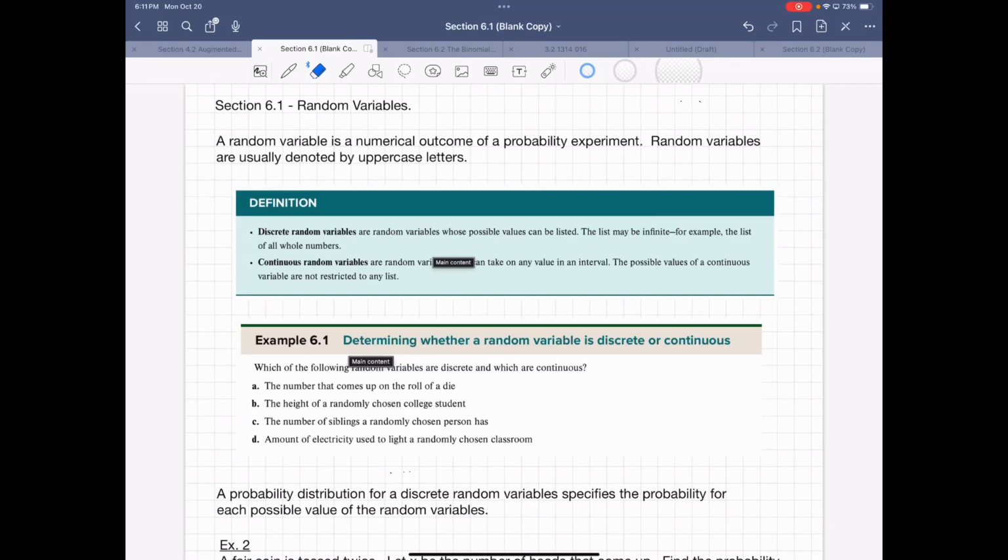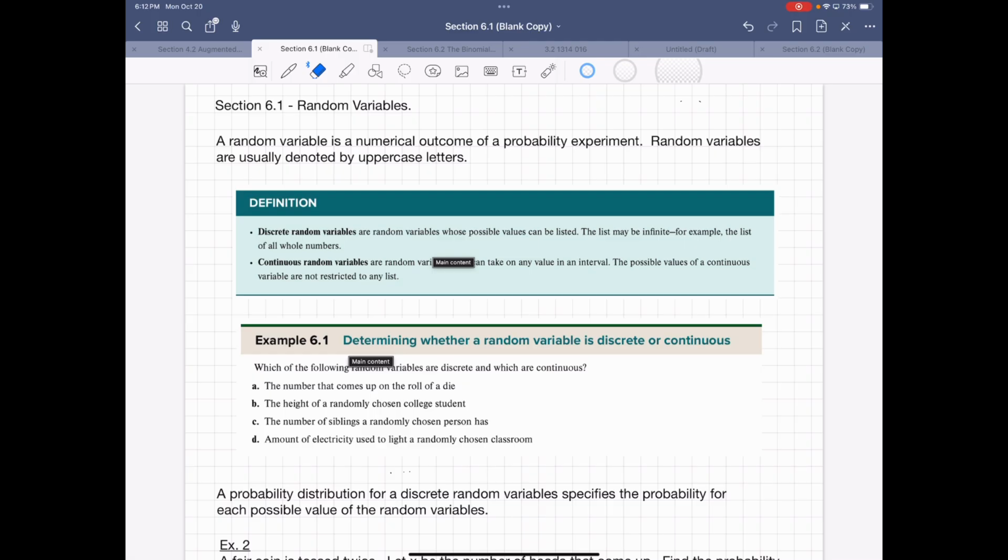A random variable is a numerical outcome of a probability experiment. Random variables are usually denoted by uppercase letters. A discrete random variable is a random variable whose possible values can be listed. The list may be infinite, for example, the list of all whole numbers, okay?